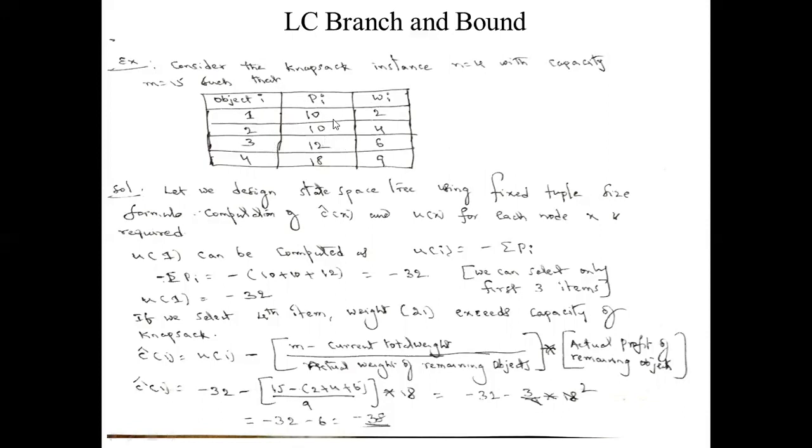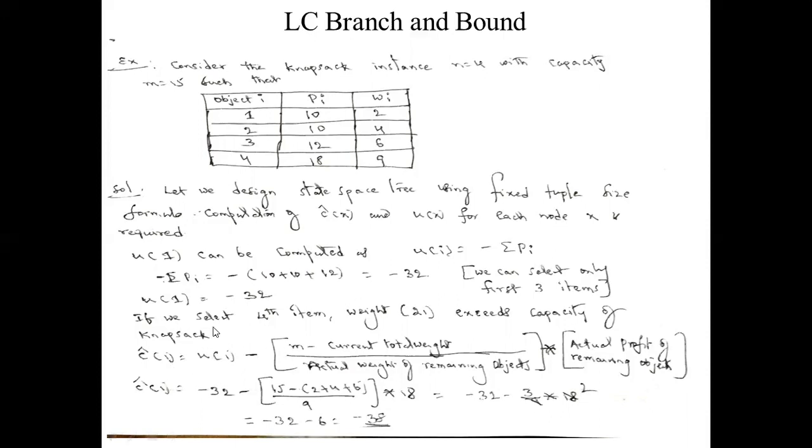Then what about the total profit we get? That becomes the upper bound. So 10 plus 10 plus 12 is 32, but we represent that upper bound with a negative sign. So minus summation of pi is minus 32. So this minus 32 is the upper bound of the root node.